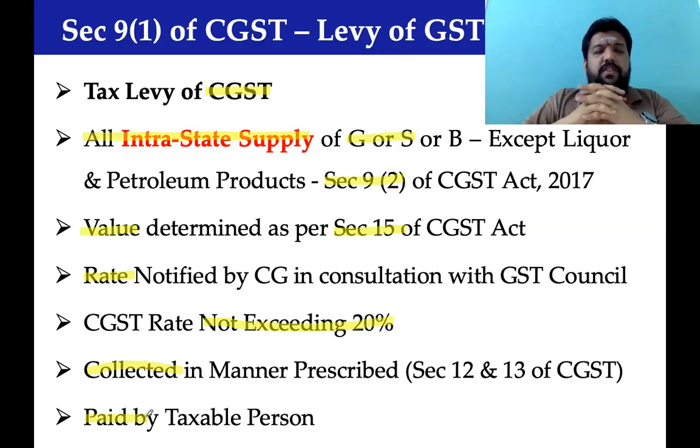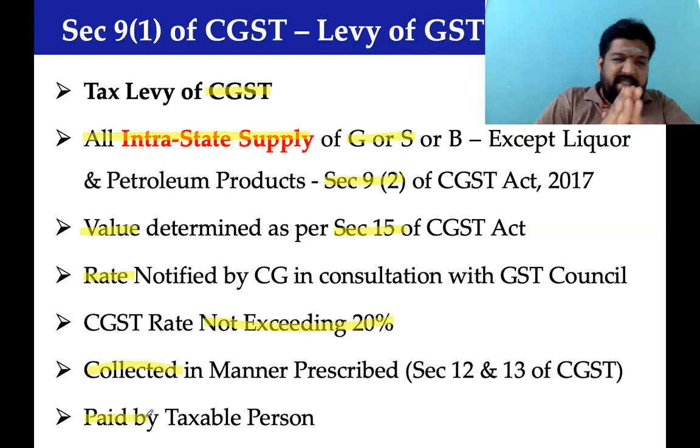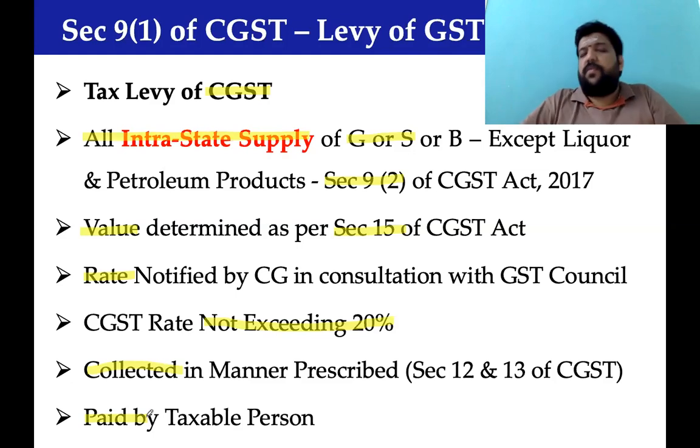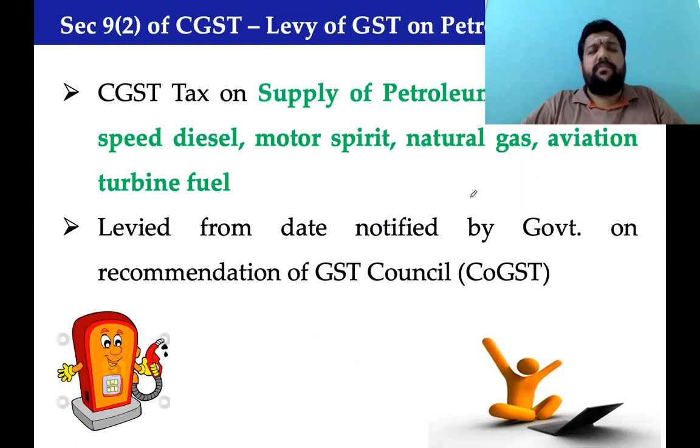Why are these discussions a lot more important to us? The levy is fixed only here. The liability to pay tax is fixed here. And all those suppliers are liable to pay tax here. If you are going to be a supplier of intrastate supply of goods or services, then yes, you are liable to pay tax under section 9(1) with satisfying all the other conditions associated with it.